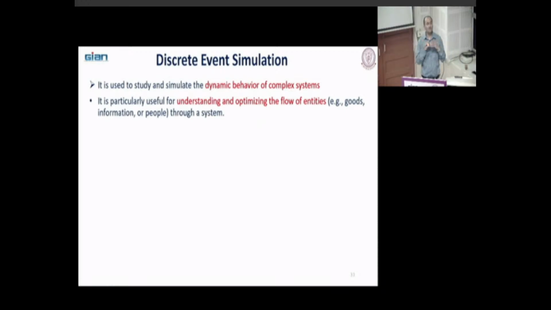Discrete event means flow. The activities happen at discrete points of time in your supply chain. We don't know when the supply will come to us. So these events happen at discrete points of time. That's why it is called a discrete event system, and time changes continuously. That's another reason.